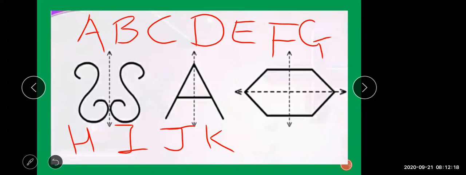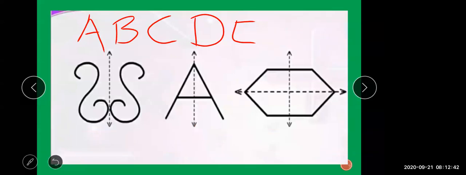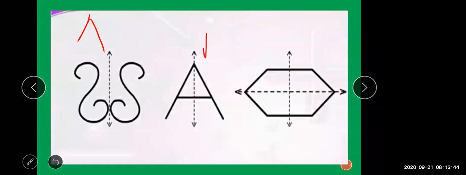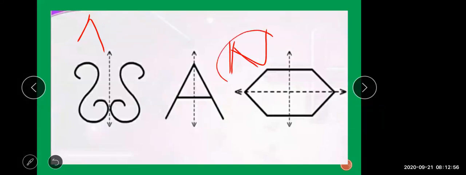K. Yes, it's a symmetrical figure. L. No. No, sir. M. Capital M. Yes, it's a symmetrical figure. N. Capital N. No. N is not a symmetrical figure.